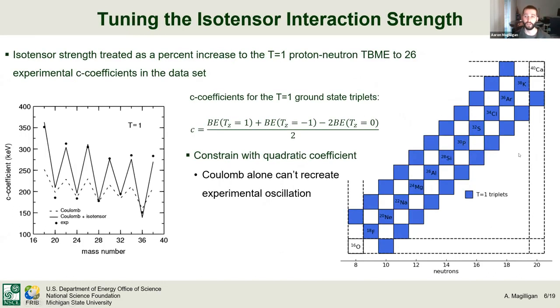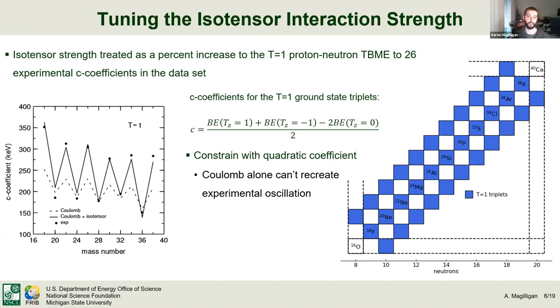So next, we're going to look at tuning the isotensor strength. Again, we're modeling the isotensor strength as a percent increase to the T=1 proton and neutron two-body matrix elements compared to the average strength of the PP and NN two-body matrix elements. Literature suggests this strength difference is about 2%. So we want to find a way to constrain this given the data set we have.